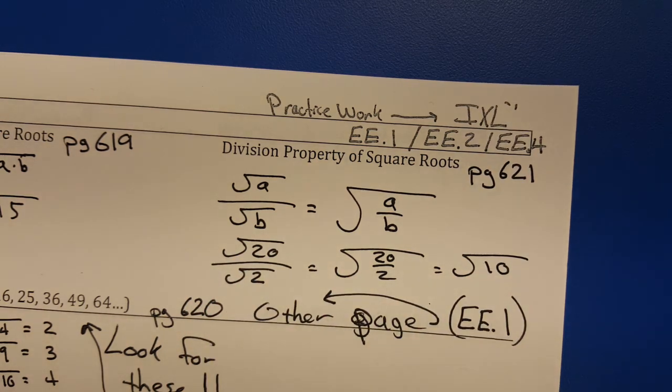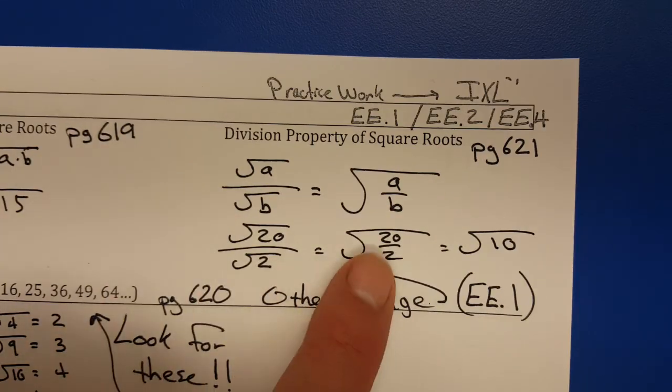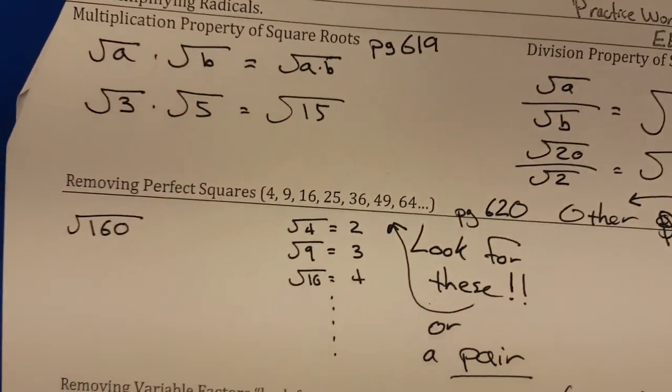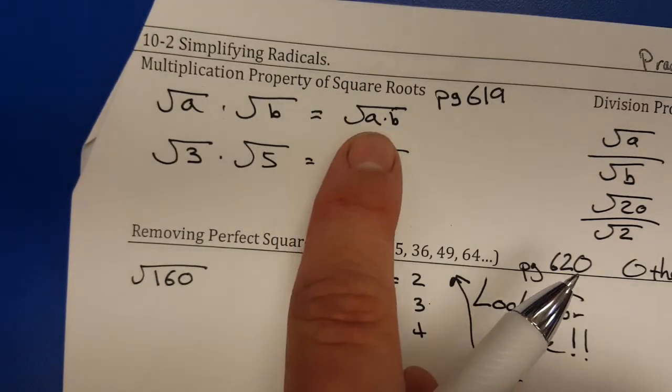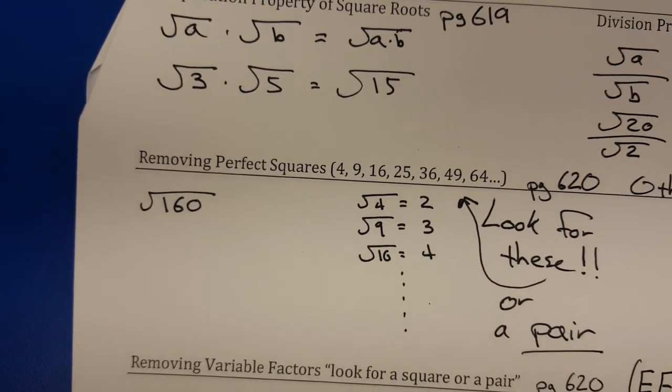That's about it. Those are the two properties we're working with. Mainly we'll be working with the first one, but this one will sneak up on us every once in a while. So I'm going to jump right into the next one. We're going to be using this idea to simplify square roots. Not just putting them in your calculator, but actually simplifying them.